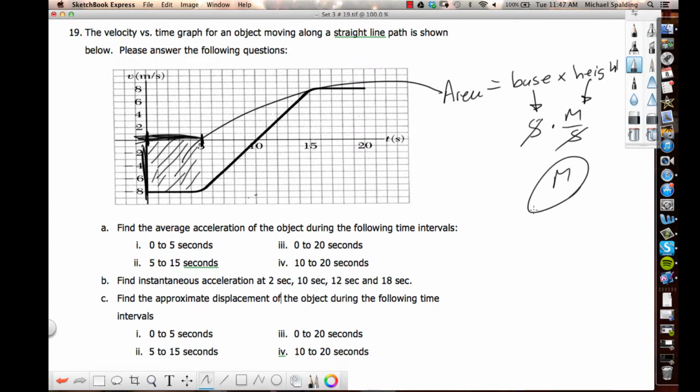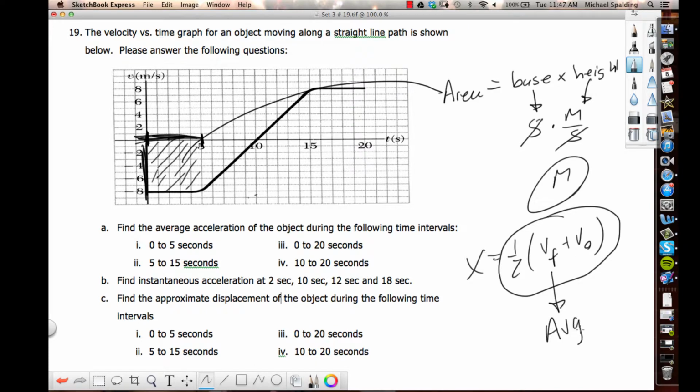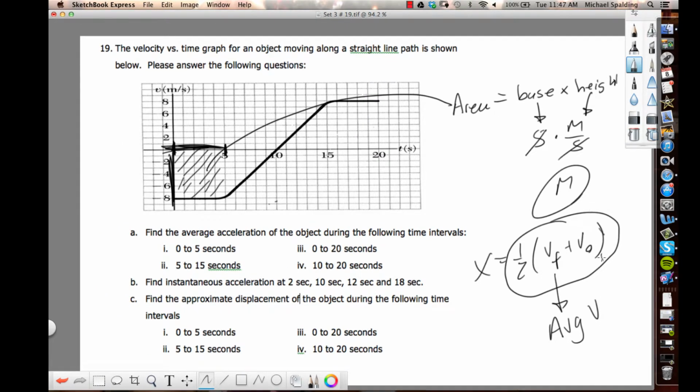Wait, so for those ones, do you just use the formula like x equals 1/2 velocity final plus velocity original times t? You use that. That's pretty much what you're doing. Yeah, x equals 1/2 (v final plus v initial) times t. Because look, what is 1/2 (v final plus v initial)? That's the average velocity. If you add up 2 things and divide by 2, that's the average. And then multiplied by t.